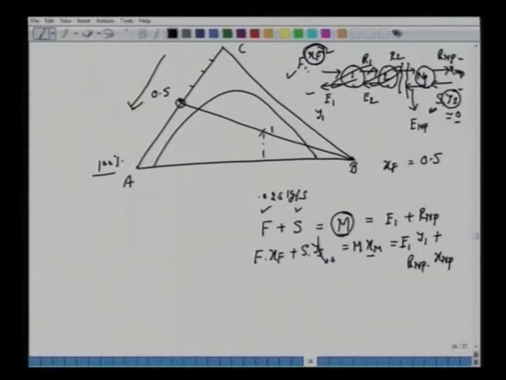So the M location is here, and if you do this calculation, XM is nothing but 0.025 multiplied by 0.5, plus S is also 0.025, but the solute is pure solvent, so it's 0 here, multiplied by 0, divided by F plus S, 0.05. You have 0.25. So when you read this 0.25, it's nothing but 25%. So C here is 100%.